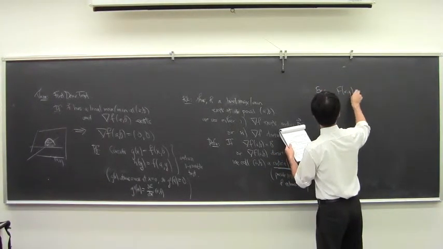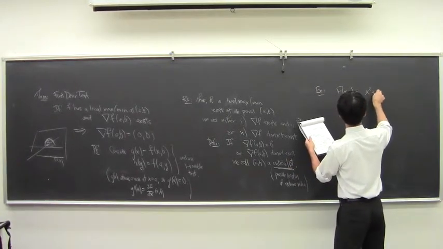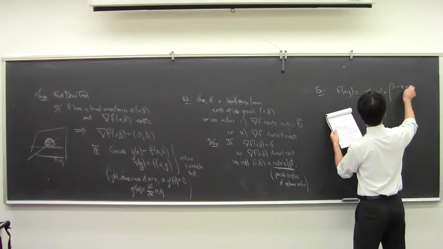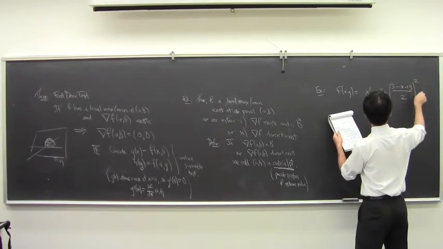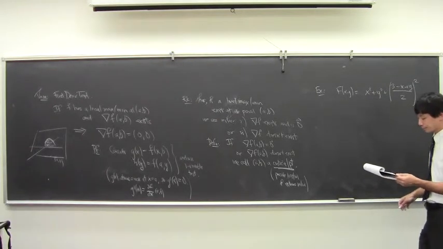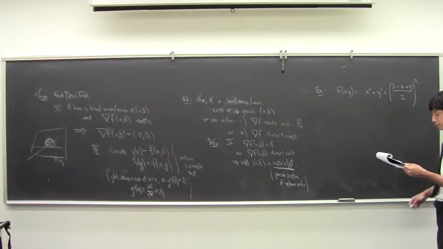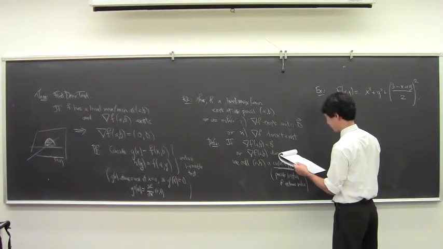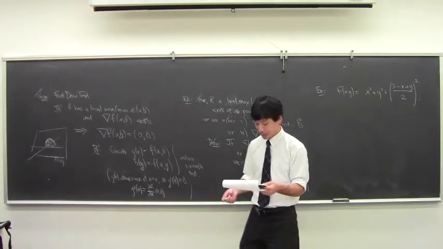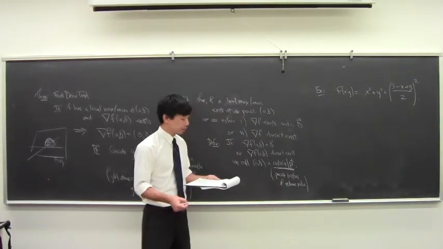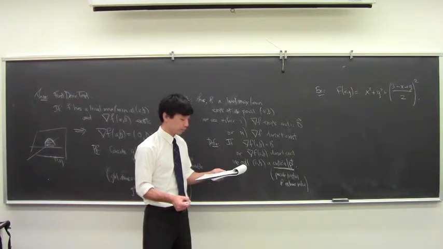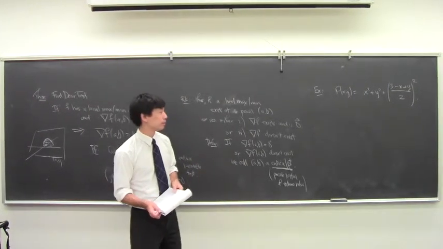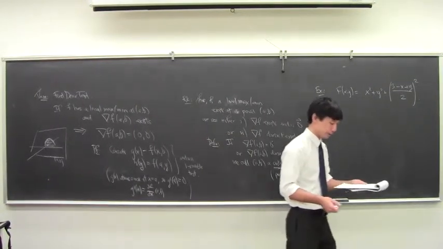f of x, y, simple, right? f of x, y is x plus x squared plus y squared plus 3 minus x plus y over 2, quantity squared. Okay. So maybe take a minute and tell me where the critical points are. Just as an exercise, differentiation.